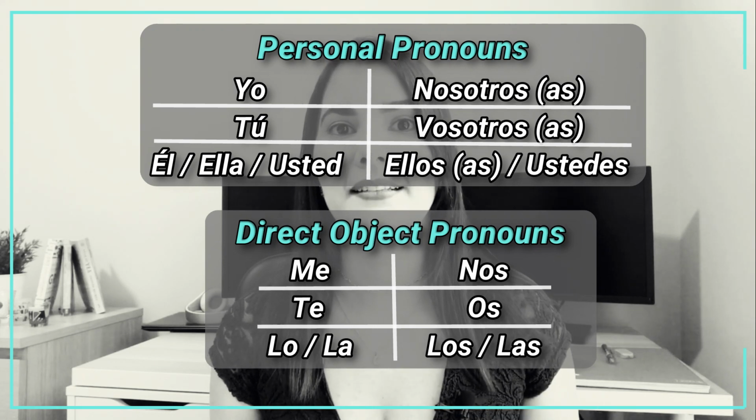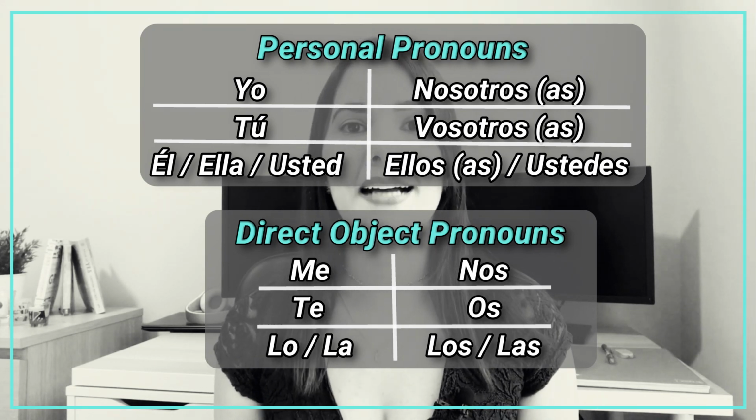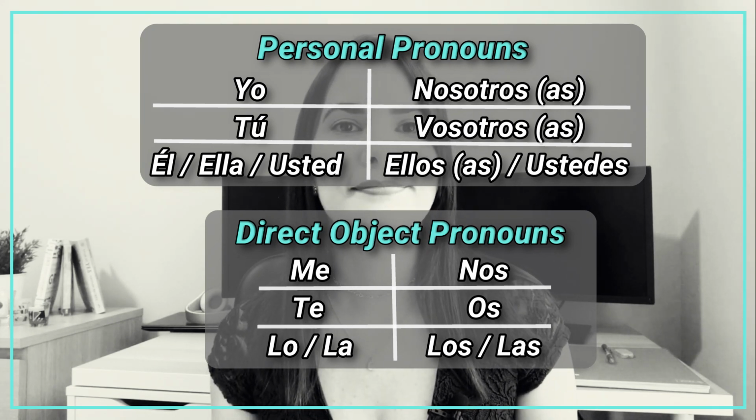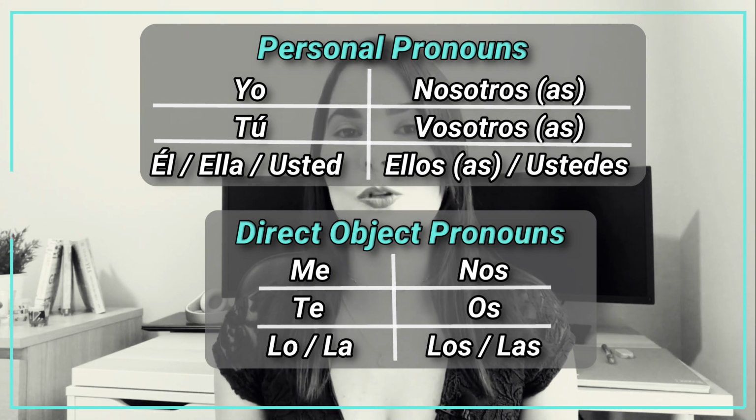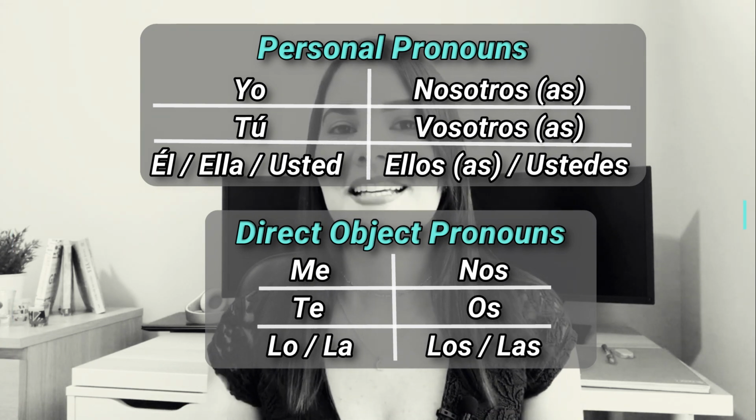Let's take a look to the direct object pronouns. We have me, te, lo, la, nos, os, los, las. Take your time and write it down because you're going to need it in the quiz, all right? So if you need time, pause the video, write them down, and practice a little bit.